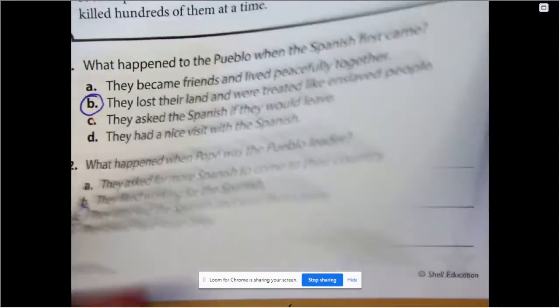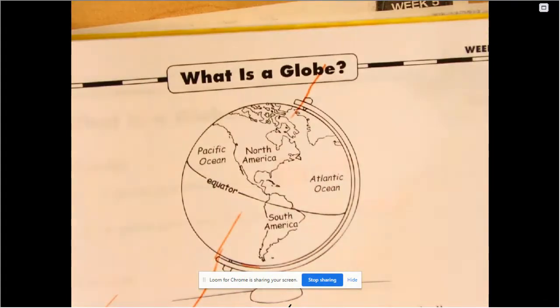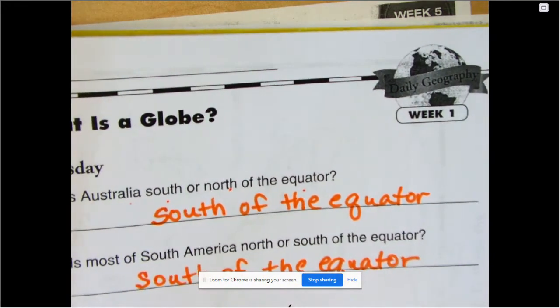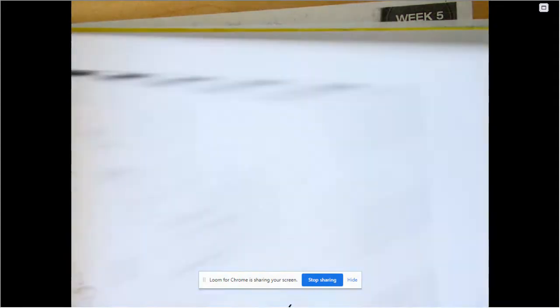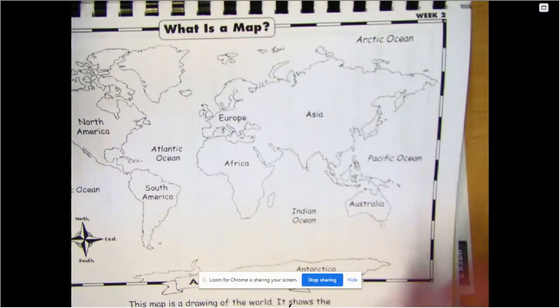Let's go ahead and go back here. Well, that's all we'll do for right now. Let's go back here to geography. We did what is a globe already and answered those questions on page 8 and 9. And now we are going to go to page 11.